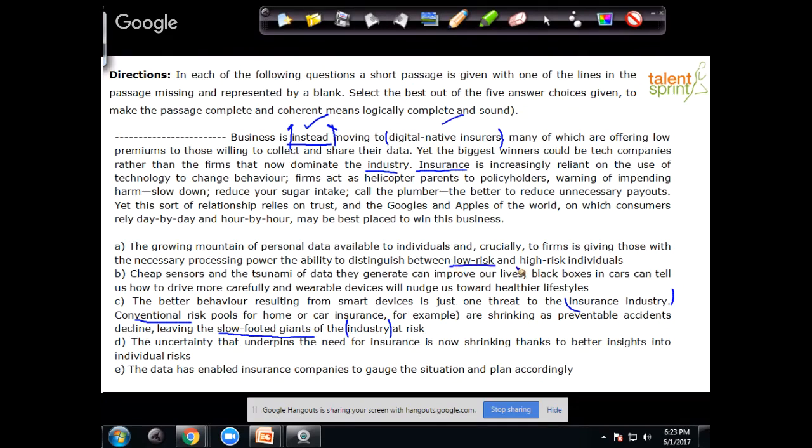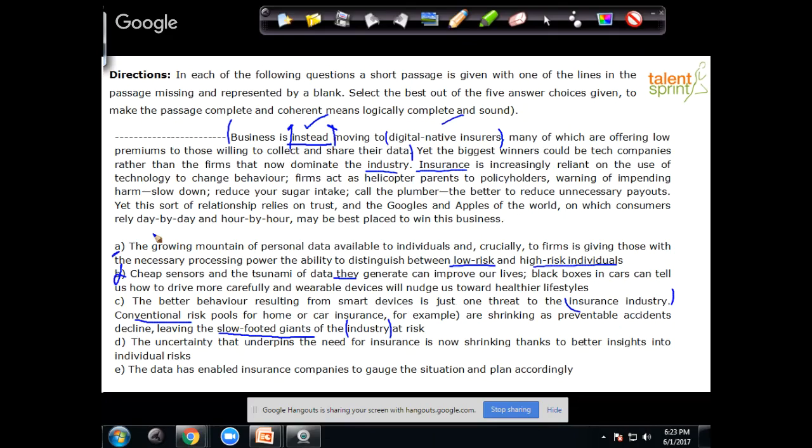This seems like a very unrelated sentence, at least to go before the sentence that we have here. Okay. B, cheap sensors and the tsunami of data that they generate can improve our lives. Who is the they? I would have to have a preceding sentence. It can't be B. A seems unrelated. I'm still putting it in the parking lot. We've said, hey, C is the answer. Let's look at D and E.